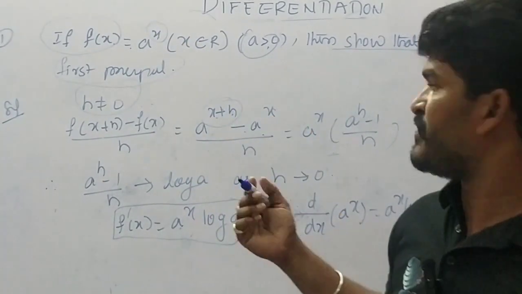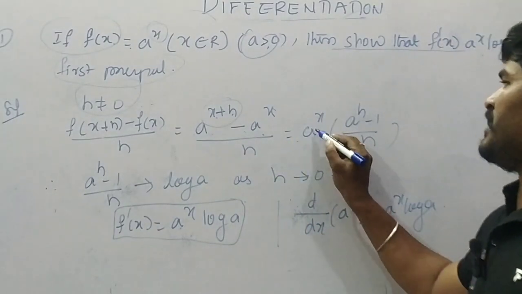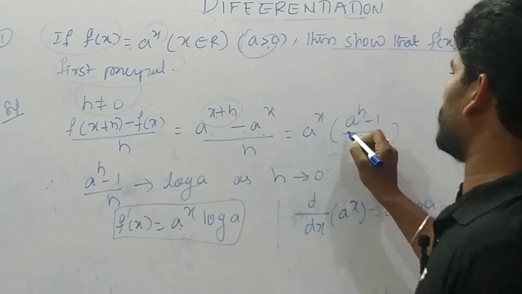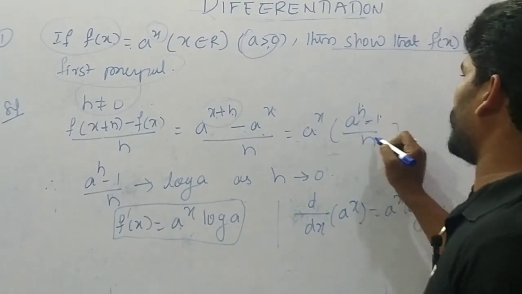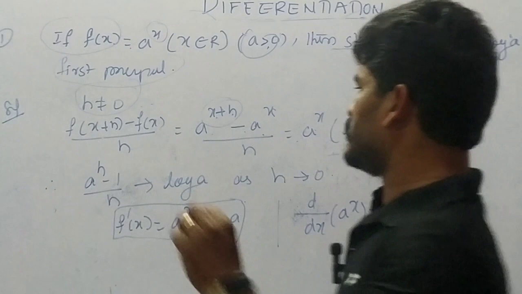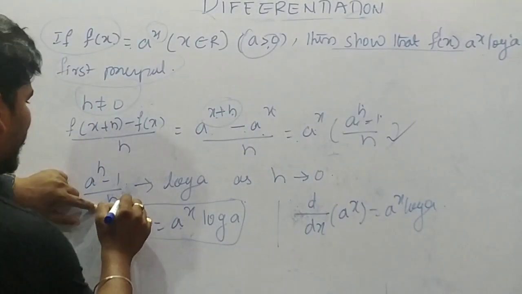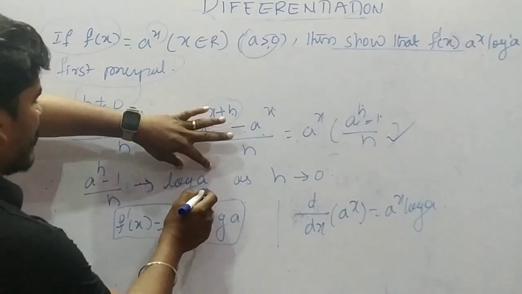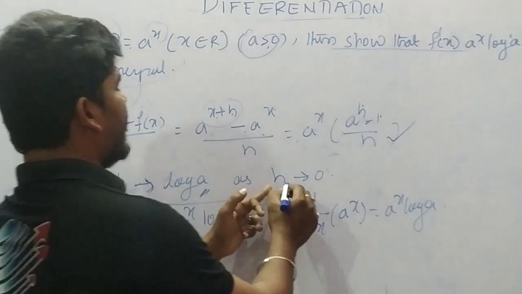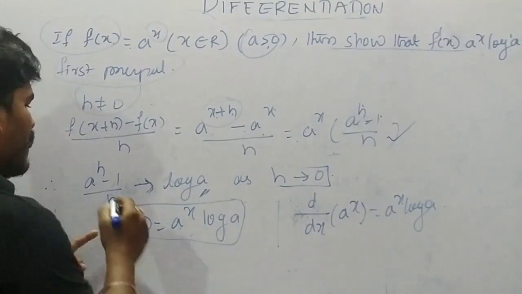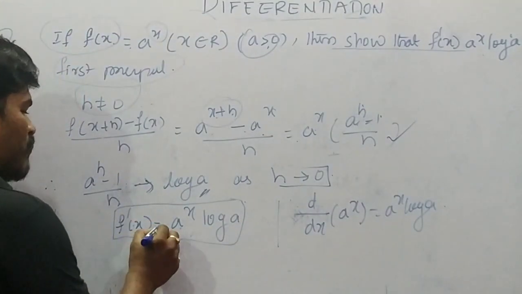What is the condition? a to the power x. So we replace a to the power x plus h with a to the power x into a to the power h minus 1 divided by h. Therefore, a to the power h minus 1 divided by h tends to log a as h tends to 0. So f dash of x equals a to the power x log a, that is, d by dx of a to the power x equals a to the power x log a.